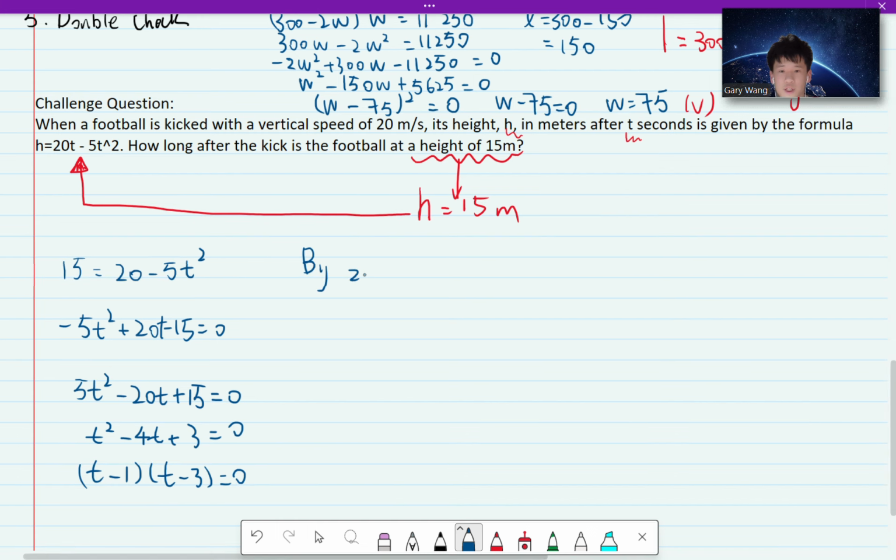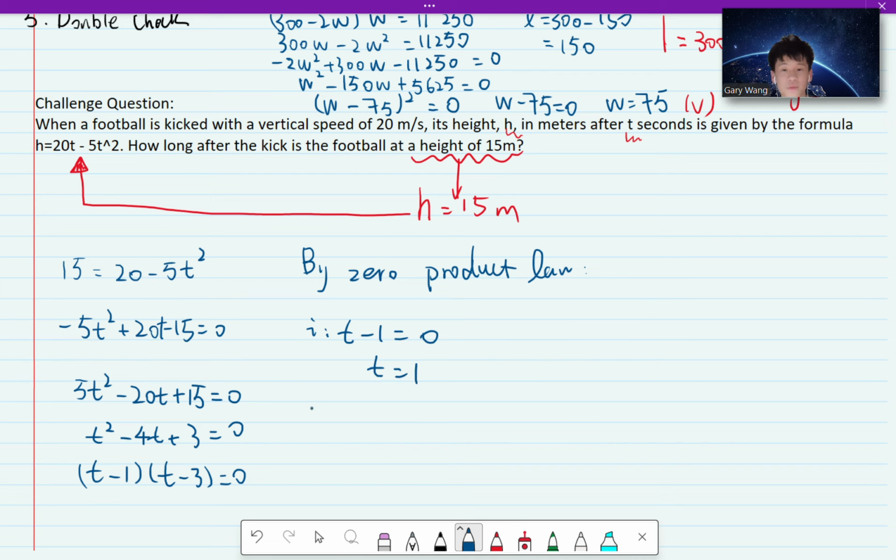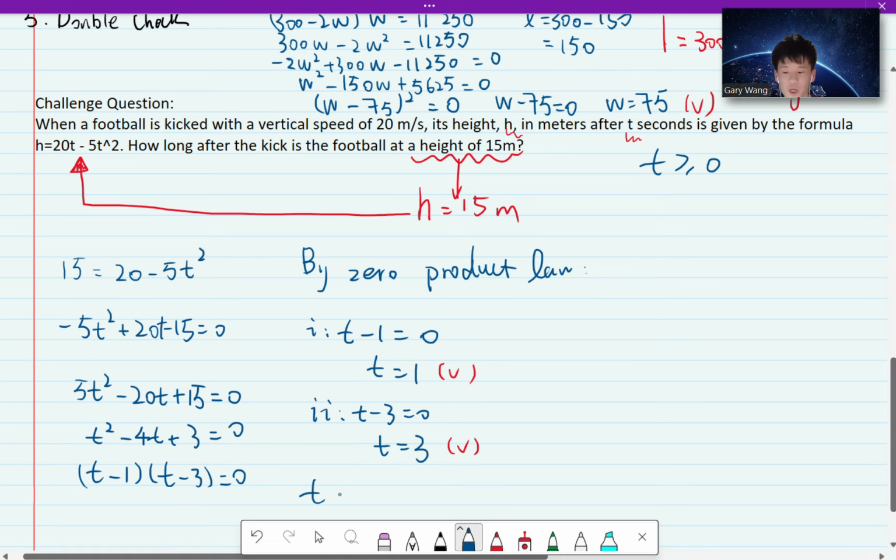And by zero product law, we know that there are two possibilities. The first possibility is that t minus 1 is 0, so t equal to 1. And our second possibility is that t minus 3 is 0, so t is equal to 3. So now let's double check with any preconditions or implications stated in the question. So the time inherently would always be non-negative. So these two answers would all be fine. So our two answers would be t equal to 1 second or 3 seconds.